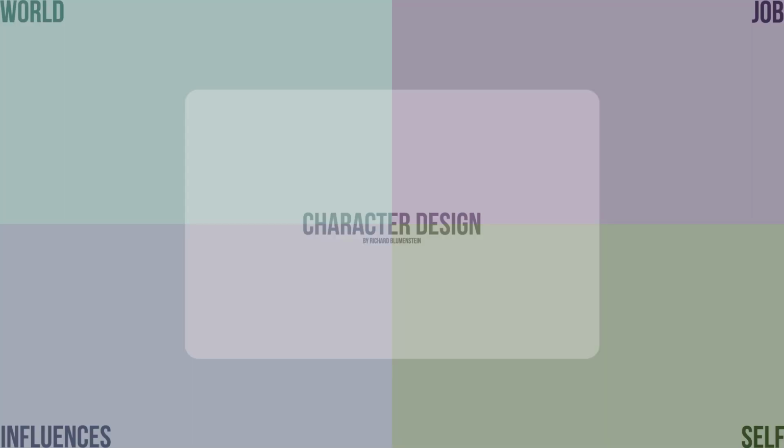So I made this character sheet, and it's pretty easy to use. There's 4 quadrants, basically the world, self, job, influences, and then the center is actual character design. So the outside ring is the influences, basically what's happening on the outside, and the inside is the details that actually make the character design.